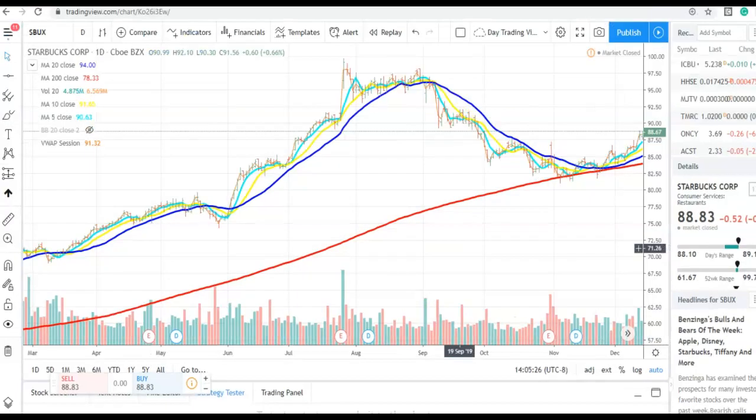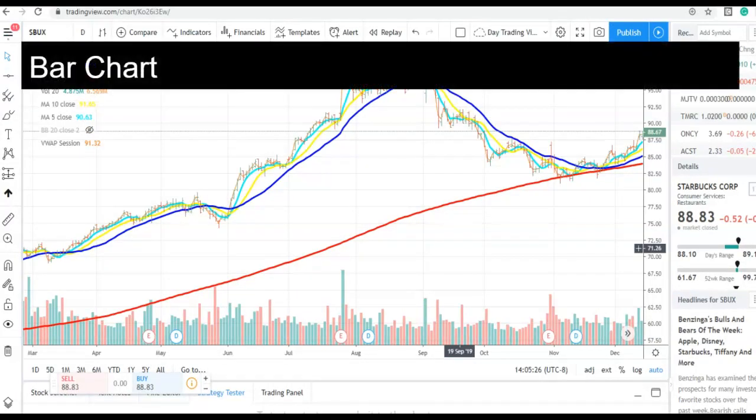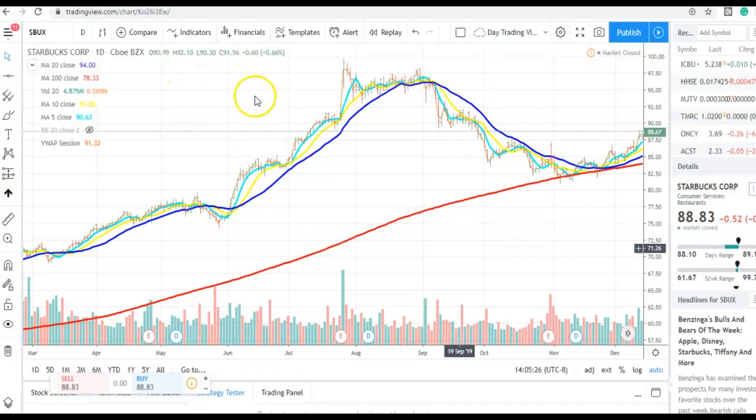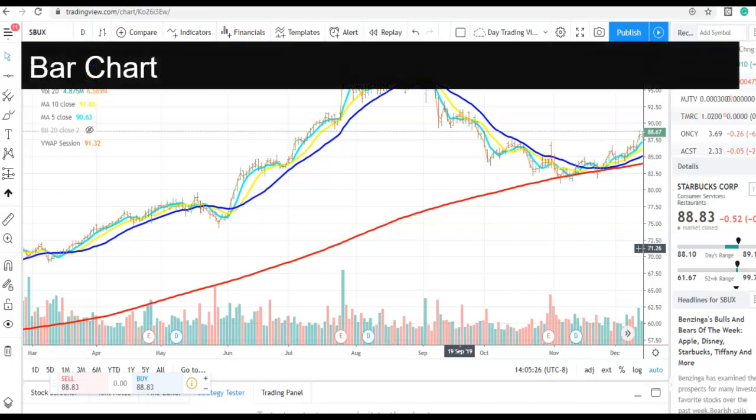The next example that we're going to look at is a bar chart. Same Starbucks stock. Now here's the bar chart. See, it shows itself in these bars here. Which again, you could lightweight trade off of this, but I would not recommend it. So this is just another example of a chart that you can utilize.